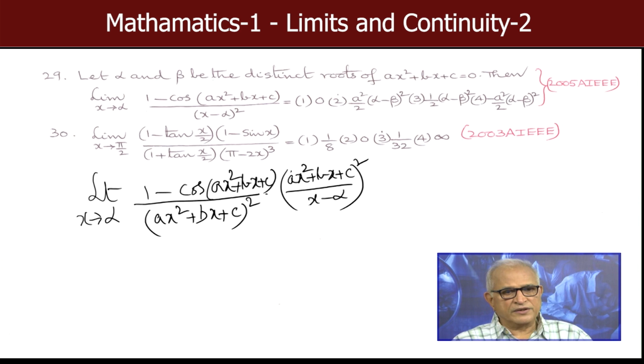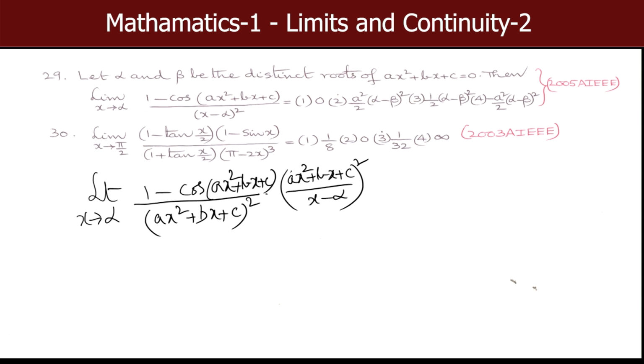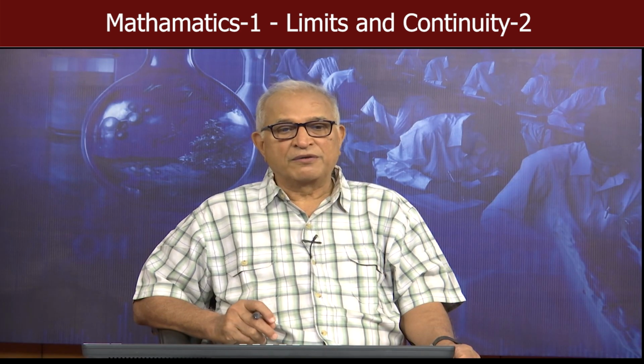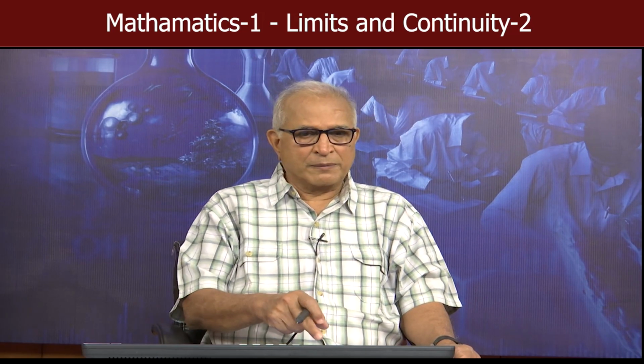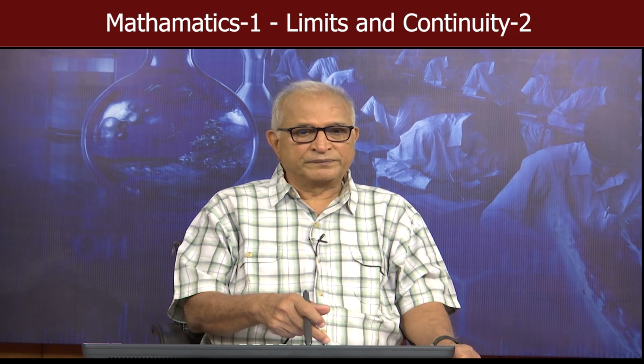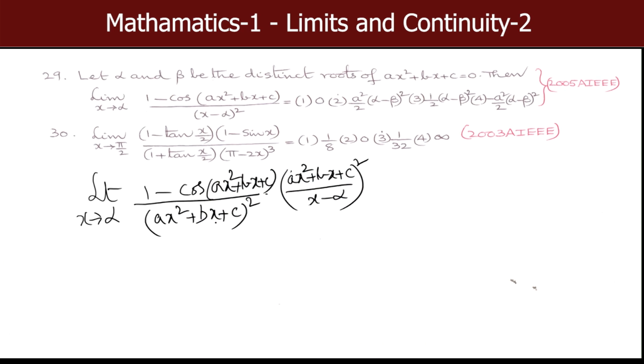The advantage here is when x tends to alpha, ax square plus bx plus c tends to 0. Why? Because alpha is the root of the quadratic equation. You have a alpha square plus b alpha plus c equal to 0. All polynomial functions are continuous throughout the real line. So as x tends to alpha, the limit of ax square plus bx plus c is the same as its value, a alpha square plus b alpha plus c, which is 0. And therefore, this is in the form (1 minus cos theta) by theta square as theta tends to 0, which is 1 by 2.